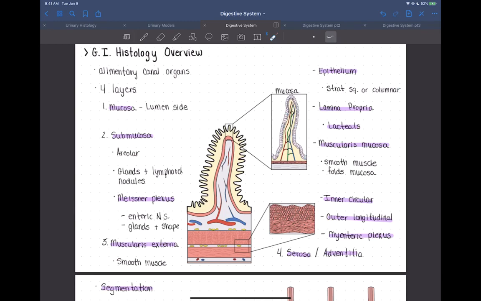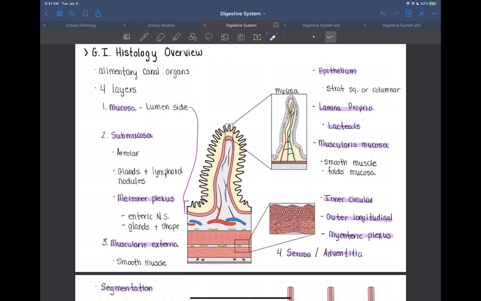The first one is the mucosa. This is the layer that's closest to the lumen, so the inside of that organ. If we're looking at this histology picture, the mucosa would go from here to the bottom of this little pink layer here. So that's the mucosa, and it's blown up in this box here. That's what we've zoomed in on.